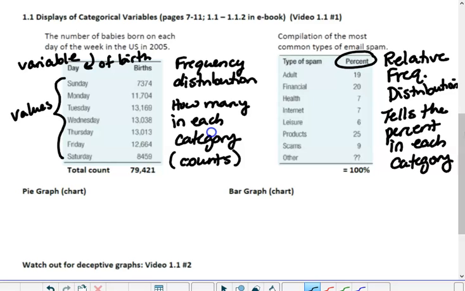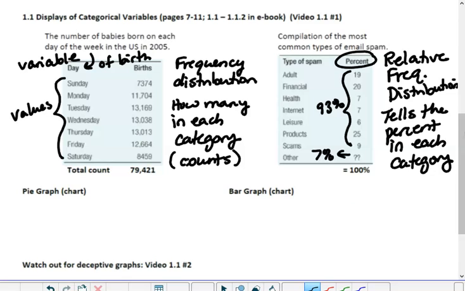Once again, we see that this is a distribution because the variable is type of spam, and the values of the variable are the different types of email spam that you can get, or the topics of the email spam. Adult, which I assume is like pornographic type spam, financial, health, internet, leisure products, scams, and other. Now I want you to notice there's some question marks here, and I wanted to put that there just to help you realize that those percentages must add up to 100%. So these, I've already added, turn out to be 93%. So this question mark has to be 7%.